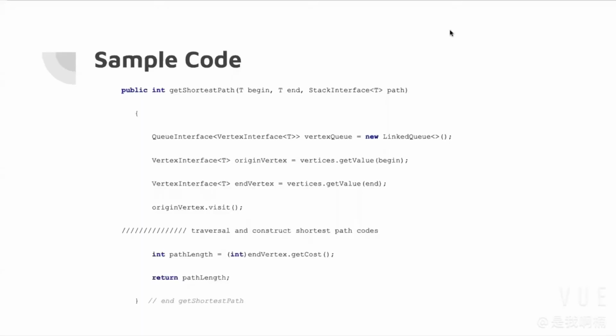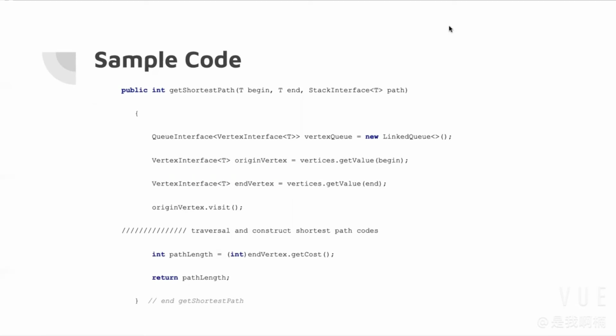And then we will go to a more complicated function, which is called get shortest path. In this function, we're going to use our getter to get the value of the starting point and the end point. And then the textbook gives this function called visit. We don't actually know what it does, but we believe this part is going to do some traversal and construct the shortest path.